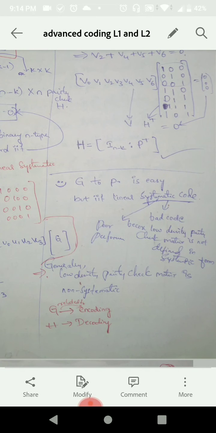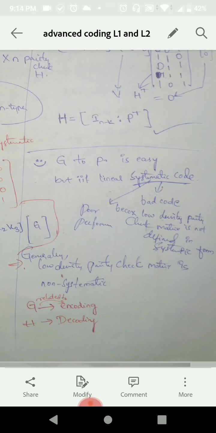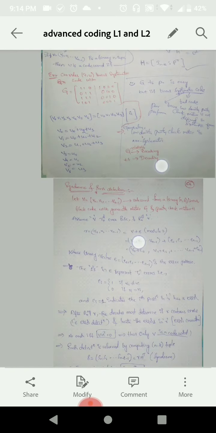And generally, the systematic code is a very bad code because it has poor performance, because the low density parity check matrix is not defined in the systematic form. But we are going to use the systematic form in order to make things simpler. But generally, we have non-systematic codes only, so we need to study that. So generally G is used for encoding and H is used in the decoding section.